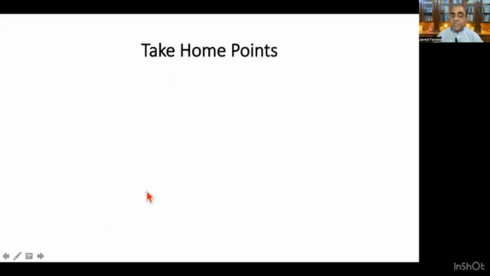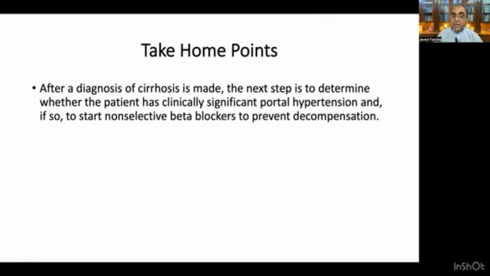And then we discussed in the last video that after diagnosis of cirrhosis, the next step is to determine whether the patient has clinically significant portal hypertension or not. And to determine this, you don't need to check the hepatic venous pressure gradient in each and every patient. You can take the help of the ELF, the FIB-4, and FibroScan.